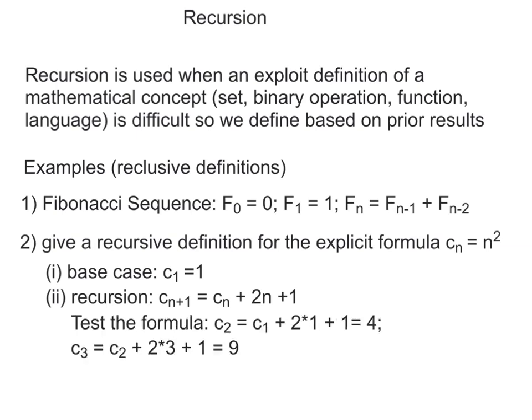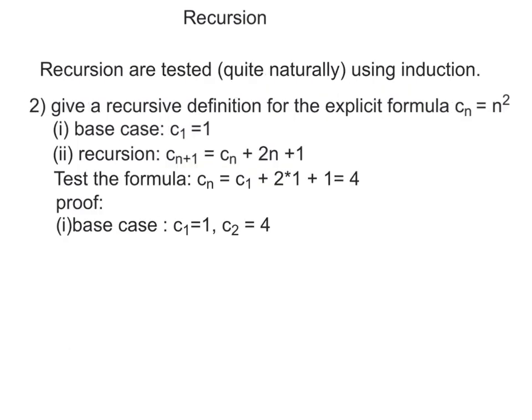I do a couple of test cases on the formula, so I plug in c2, which is equal to c1 plus 2 times 1 plus 1, so that's equal to 4, so that looks good. I have c3 is equal to c2 plus 2 times n plus 1, and that's equal to 9. When I want to go more formally and give a proof, recursions are tested quite naturally using induction.